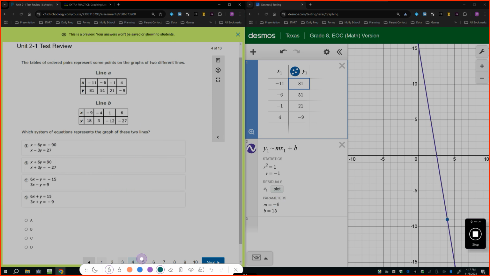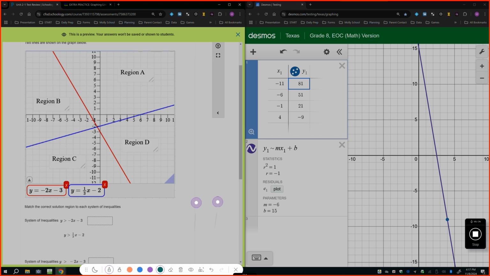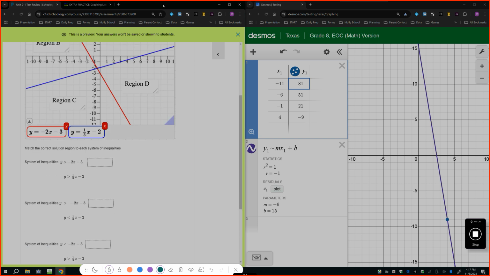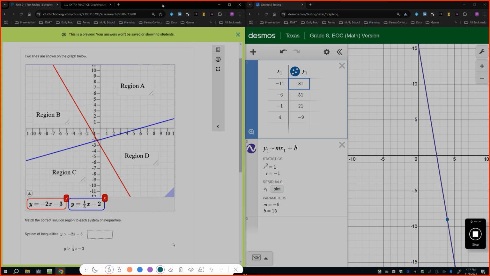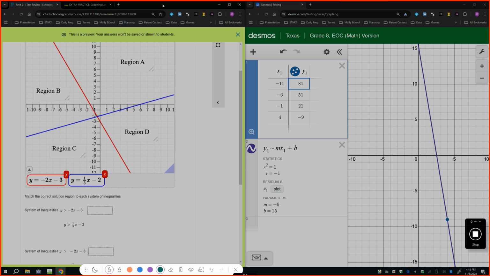Alrighty, let's move on to the next question. Now, I had a lot of people look at this question and they were pretty freaked out by it. But on this question, all we want to know is, do you know where to shade? If you notice, the lines are color-coded. There's a red line, it's negative 2x minus 3, and the blue line is 1/3 x minus 2. So if you're trying to figure out which one you're shading, this is my red, and this is my blue.